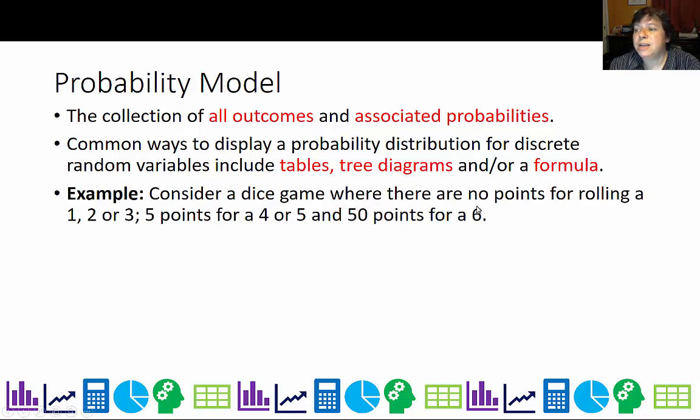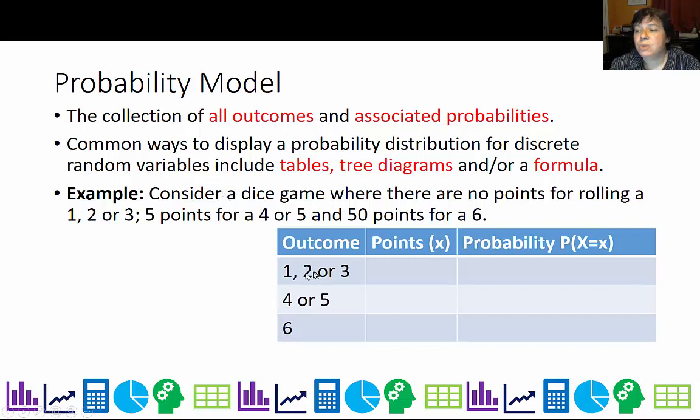So we're going to consider a die game where there are no points for rolling a 1, 2, or 3, 5 points for rolling a 4 or 5, and 50 points for rolling a 6. So my outcomes are 1, 2, 3, 4, 5, or 6. The variable I'm really going to keep track of is the number of points. So this is my random variable X. I can get 0, 5, or 50.